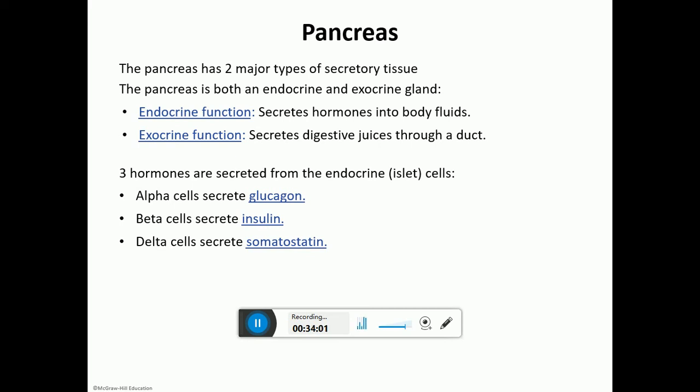Three hormones come out of the pancreas. All of these cells are gathered in what are known as islets, or little islands, called the islets of Langerhans. The alpha cells make glucagon, the beta cells make insulin, and the delta cells make somatostatin.